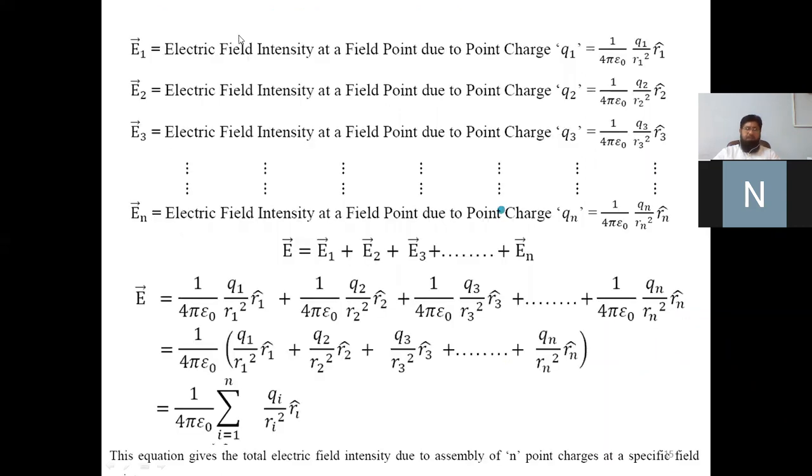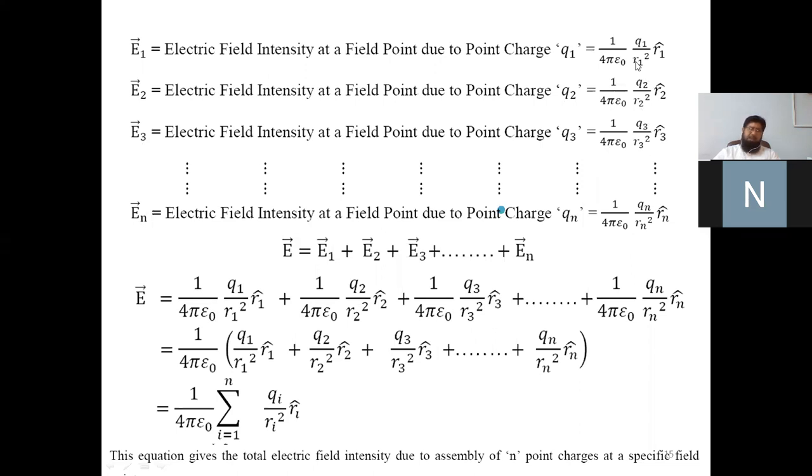Here, this E1 is the electric field intensity due to the point charge Q1, which is equal to 1 upon 4 pi epsilon naught Q1 upon R1 square. The electric field E2 will be the field due to the point charge Q2, which is equal to 1 upon 4 pi epsilon naught Q2 upon R2 square. Similarly, this is E3, which is equal to 1 upon 4 pi epsilon naught Q3 upon R3 square.